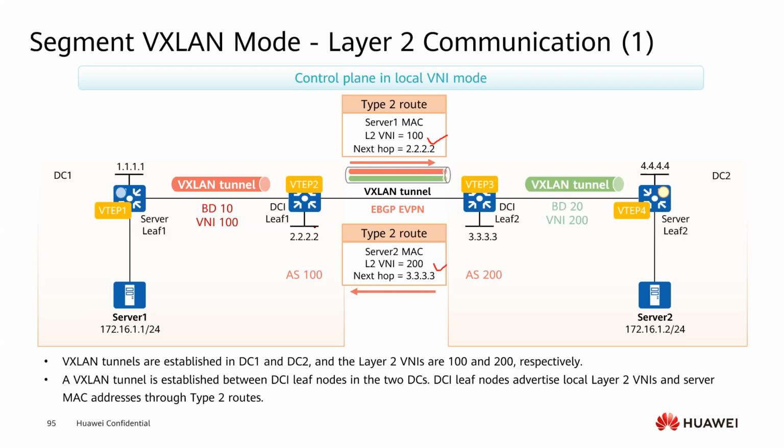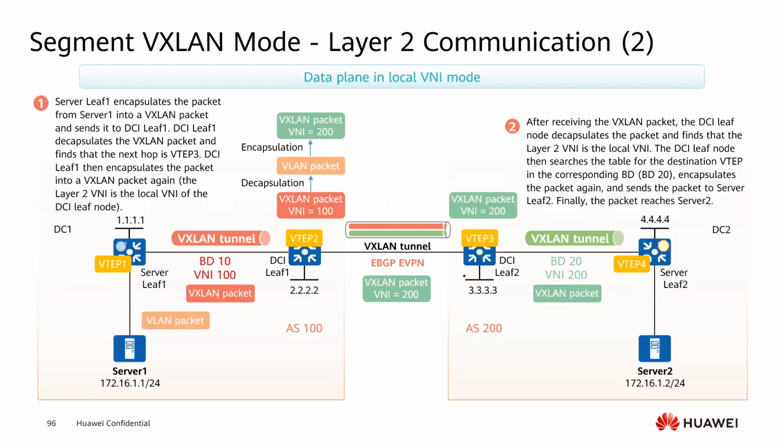So now you will find that VTEP 2 sends the type 2 route to VTEP 3 using the L2 VNI 100. It means when VTEP 3 sends the data packet in the forwarding plane to VTEP 2, it will use the level 2 VNI that was sent by VTEP 2. And when VTEP 2 sends the packet to VTEP 3, it will be vice versa, all right? And that is the local VNI mode.